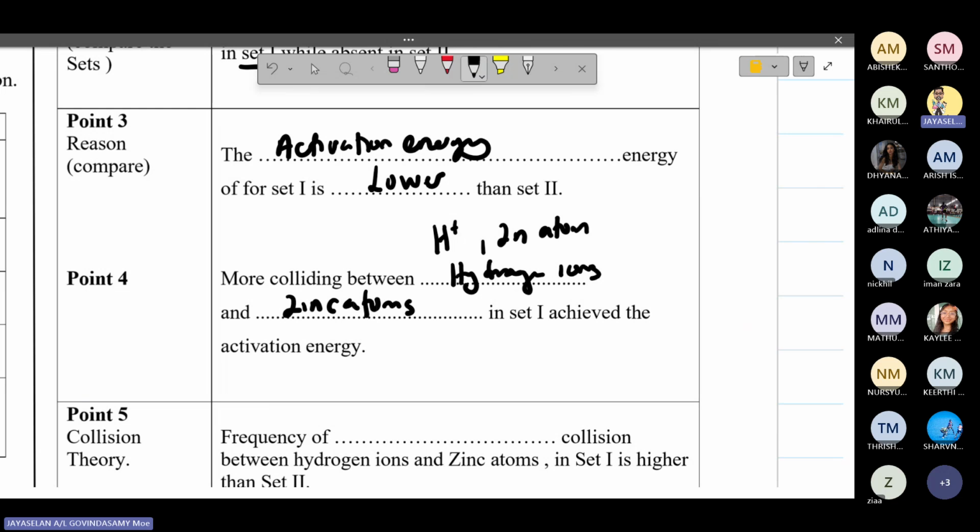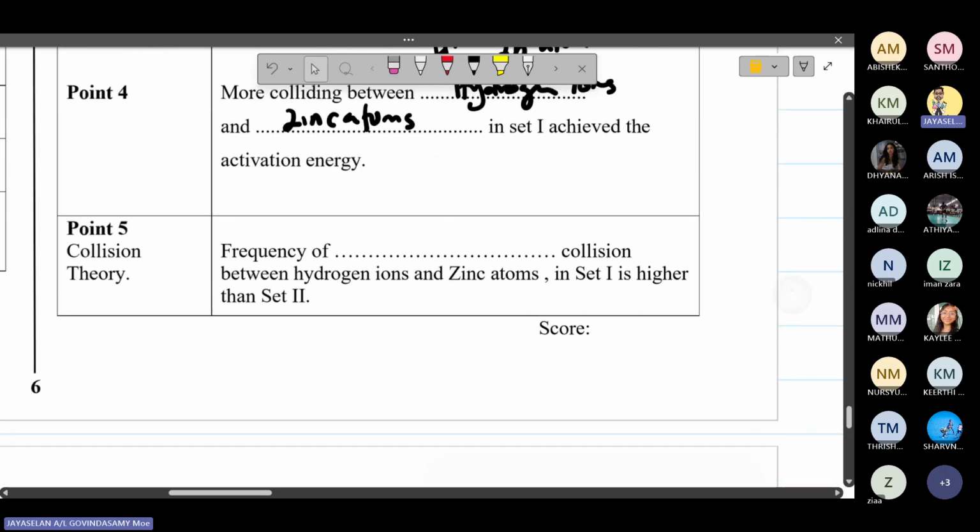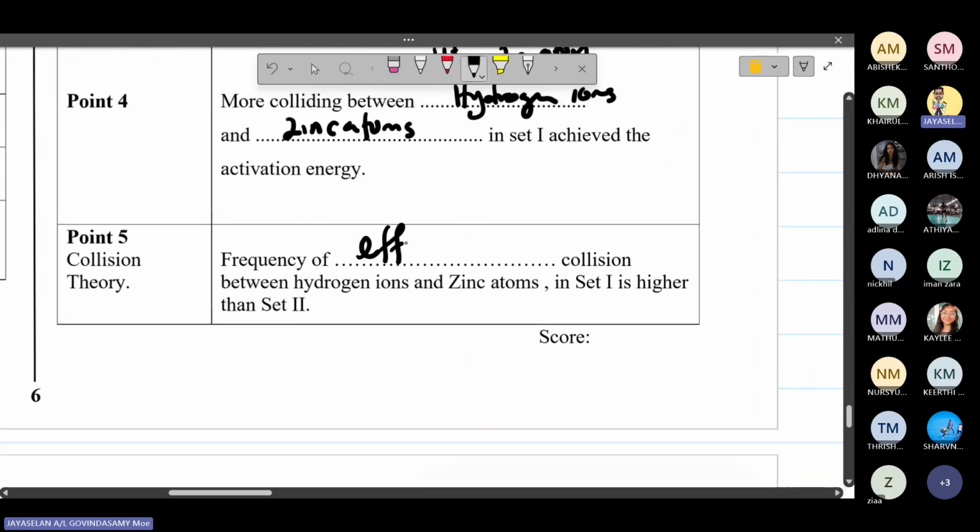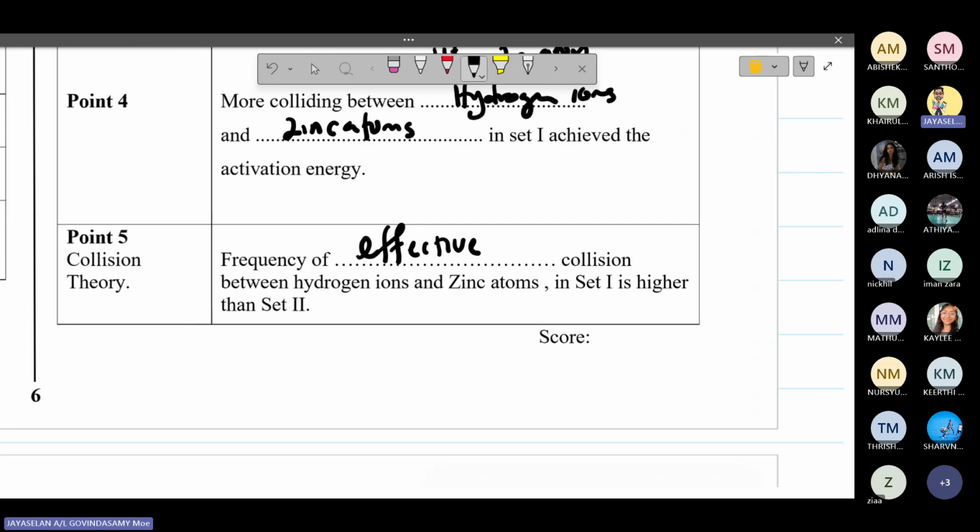In set 2, okay, achieve activation energy, mencapai activation energy. Any question? So this one must write lah, kena more hydrogen ion and zinc atoms in set 1 achieve the activation energy because their activation energy is lower. So this one point 4. Okay, your point 5, the frequency of effective collision. No need to write frequency of collision. Just do frequency of effective collision between hydrogen ion and zinc atom in set 1 is higher than set 2. You already score 5/5. Any question?